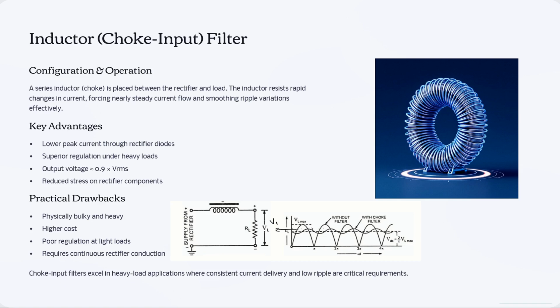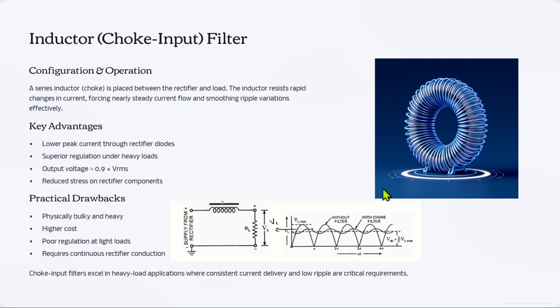Here we have different advantages of the inductor filter as mentioned here, like low peak current through the rectifier diodes. The output voltage is 0.9 times VRMS, which is less than the peak value, and there is reduced stress on the rectifier components. Practically, the drawbacks of these inductor filters are that they are physically bulky, higher in cost, have poor regulation at lighter loads, and require continuous rectifier conduction. So we can go for these choke filters whenever our requirement is for higher loads.